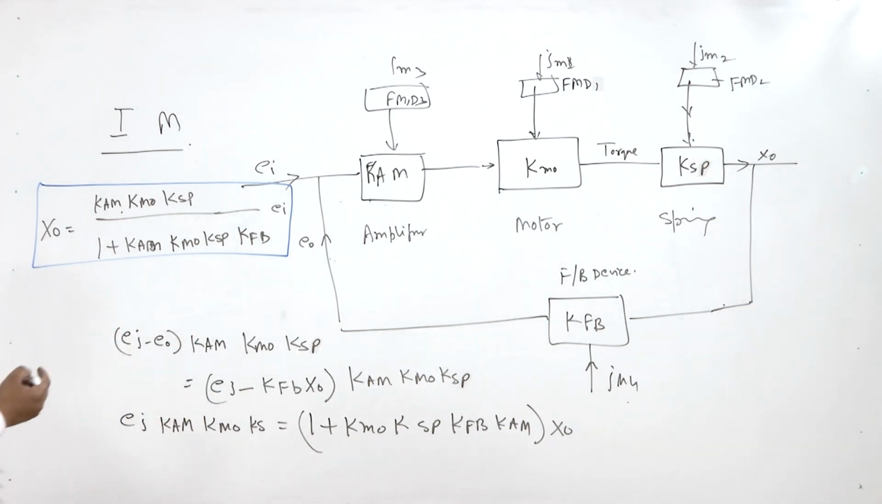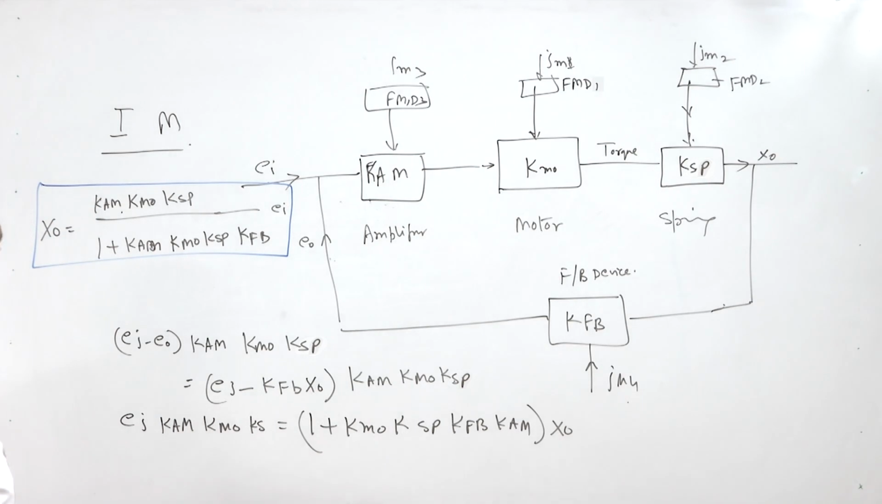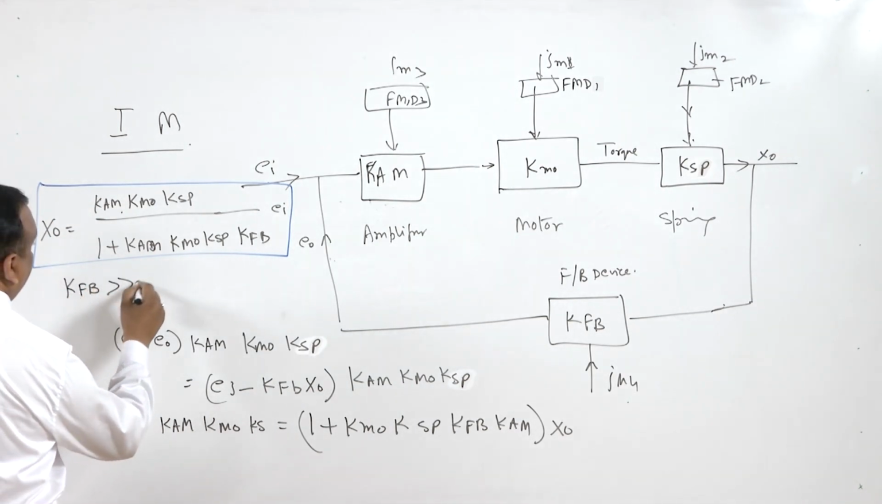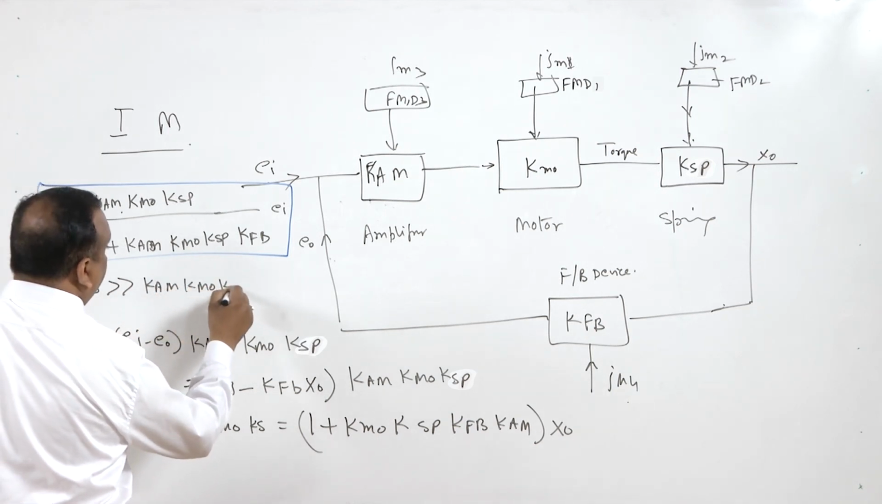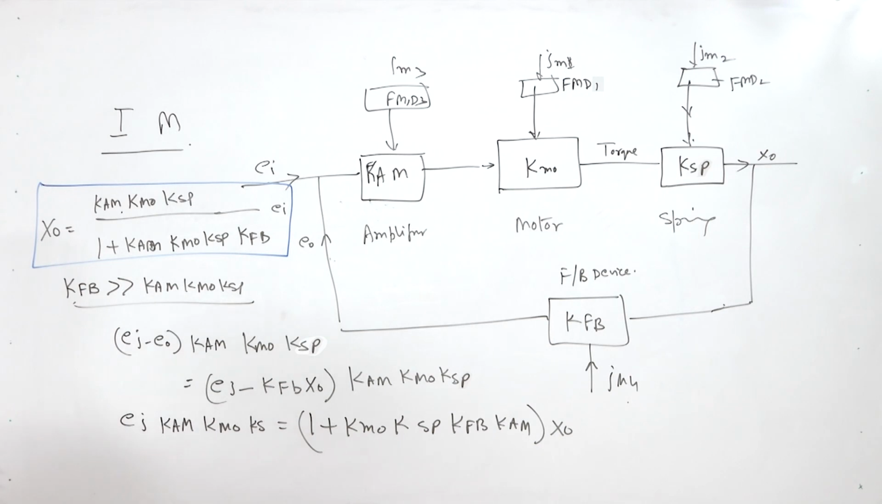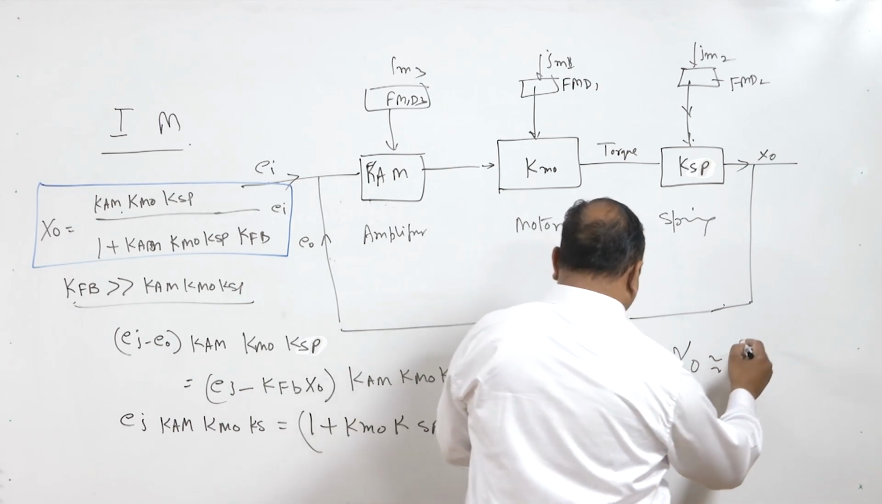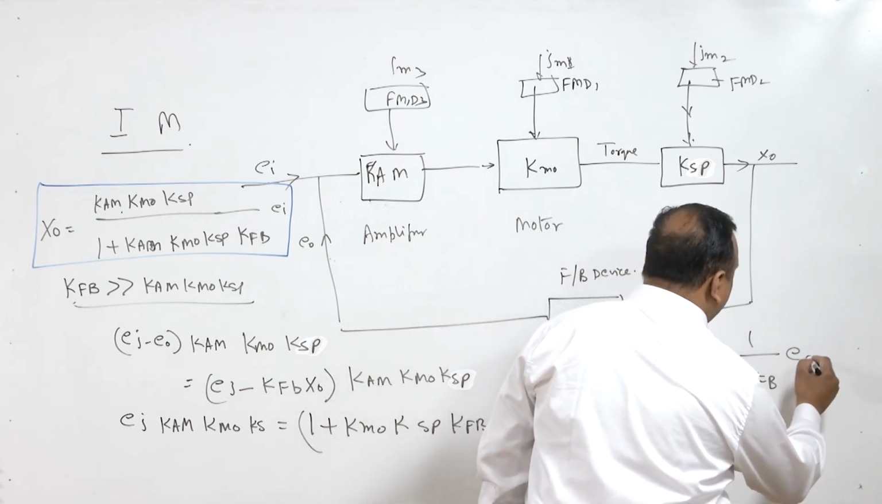Now here this KFB, the feedback, is much larger than KAM KMO KSP. So we can always write that XO is equal to 1 by KFB EI.